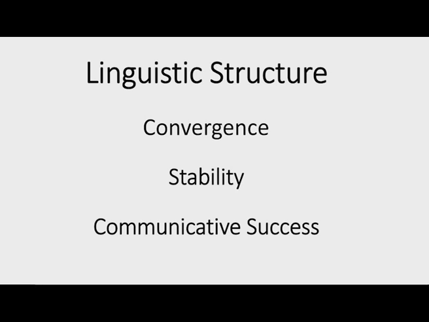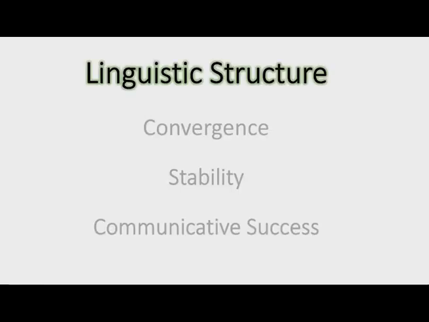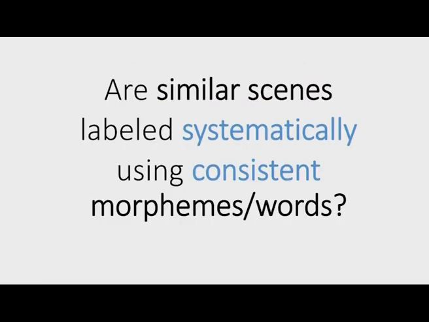needs. But I'm not going to go through all of them because there's no time. So I'm just going to focus on linguistic structure because I think it's the most compelling and relevant one. But I also have the data for everything else in case you're interested. Okay. So basically what we're asking in this measure is the following question. We're asking whether similar scenes or similar meanings are expressed in a systematic way using consistent similar words.